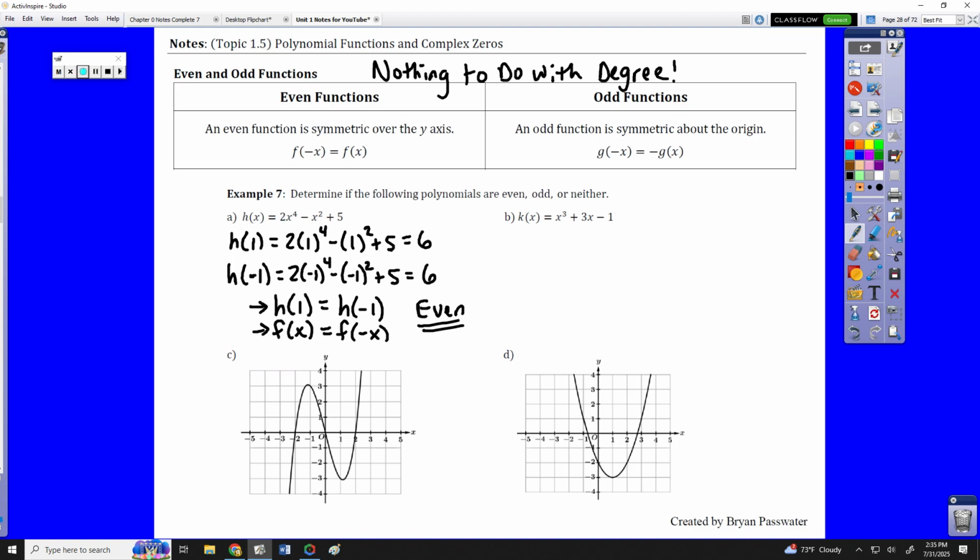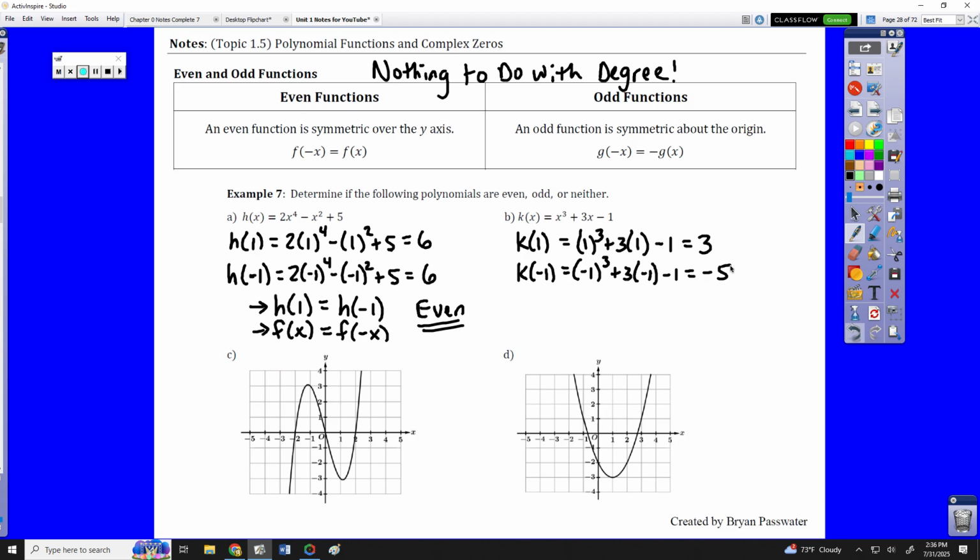Okay, we can do that anytime we're given an equation. So we're going to do the same thing for k. We're going to find k of 1 and k of negative 1. So we have 1 cubed plus 3 to the first minus 1. That's 1 plus 3 minus 1, which is 3. We're going to do the same thing for negative 1. Well, negative 1 cubed is negative 1, minus 3 is negative 4, minus 1 is negative 5.